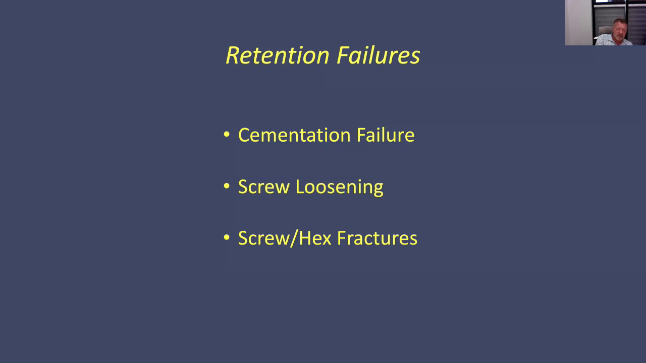So first one's pretty simple, but when a crown debonds, especially one that's been cemented onto an abutment, that's a failure. And I call these retention failures, but it's a cementation failure. The other type of retention failure is screw loosening. And then the last type that you see is the screw or the hex fractures. And this is where the restorative parts just fail inside the implant and they have to be removed and the restoration has to be redone.